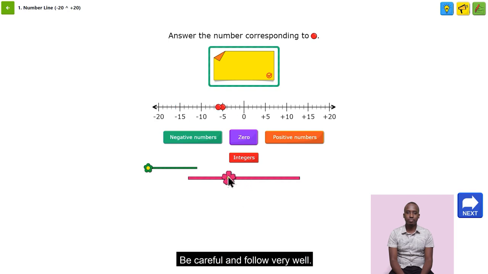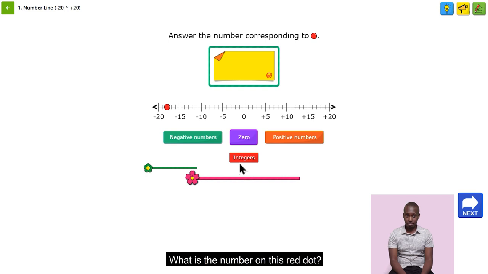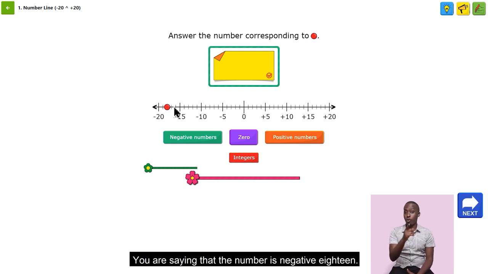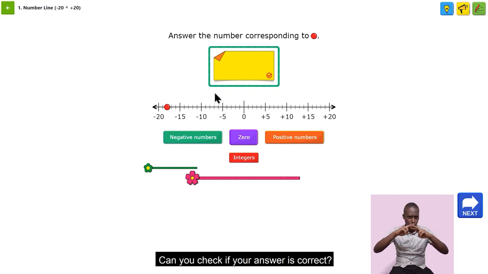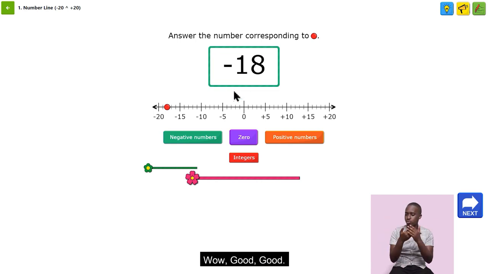Be careful and follow very well. What is the number on this red dot? Speak louder. Good. You are saying that the number is negative 18. Can we check if your answer is correct? Wow, good. The number on the red dot is negative 18.